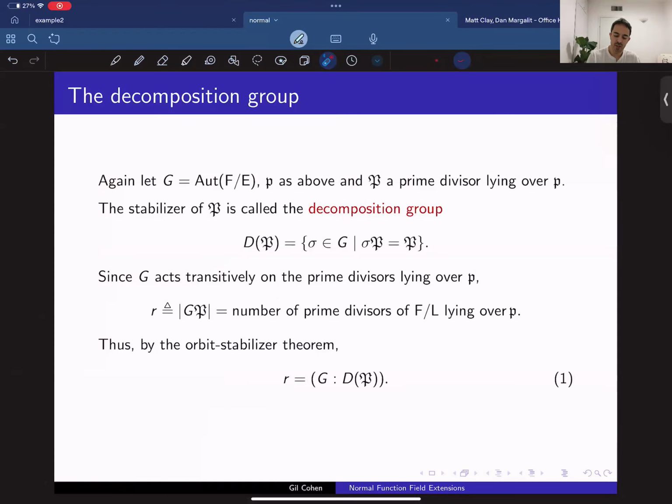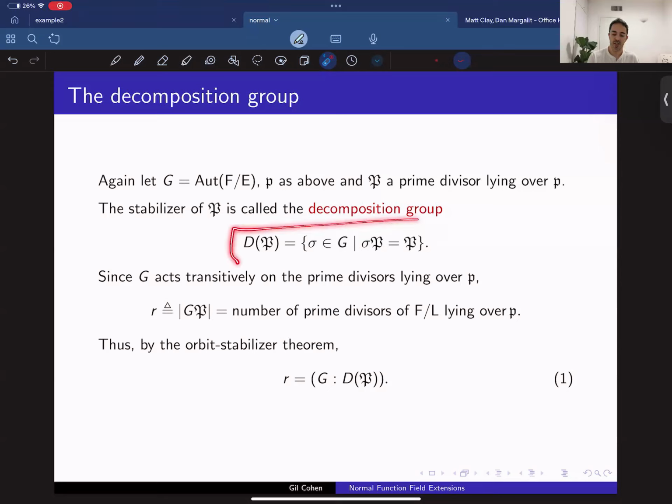So again, let G be the automorphism group of F over E, where we think of F over L as E over K, a finite normal extension. And little p is going to be, as before, a prime divisor lying below capital P. Now, the stabilizer of capital P, in this context, it's called the decomposition group, and it is the subgroup of all group elements in G that fixes capital P.